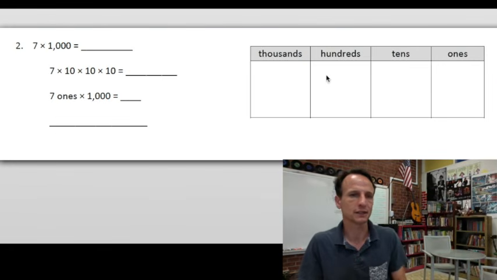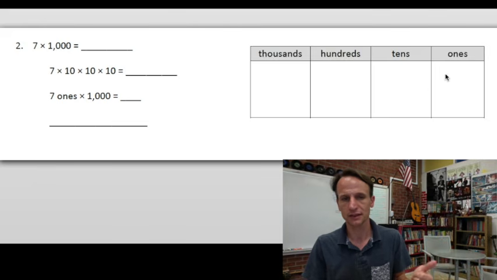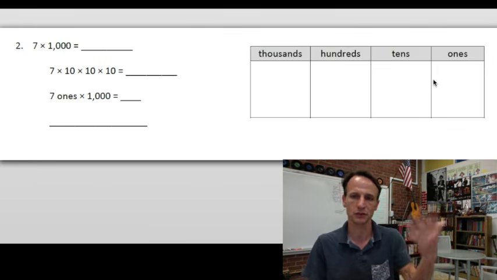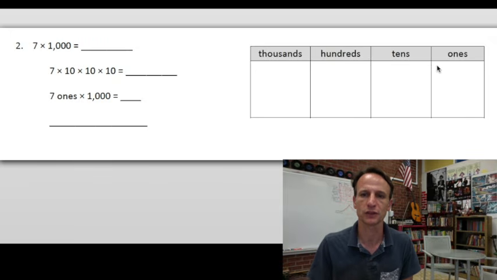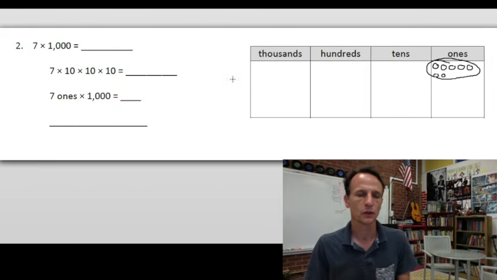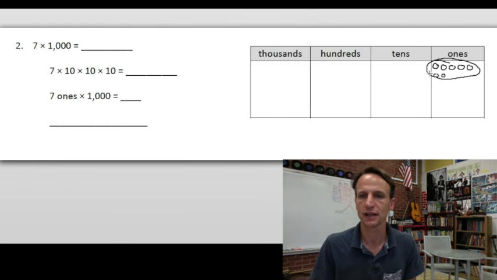So let's take a look now at number 2. So we have 7 times 1,000. 1,000 is 10 times 10 times 10, right? 10 times 10 is 100. 10 hundreds is 1,000. Okay, we understand the logic there. So let's do it. So 1, 2, 3, 4, 5, 6, 7. And so these 7 ones we're going to multiply by 1,000, which we'll do by multiplying it by 10 3 times. 10 times 10 times 10 is 1,000. So we'll ride the times 10 slide over to the tens place.